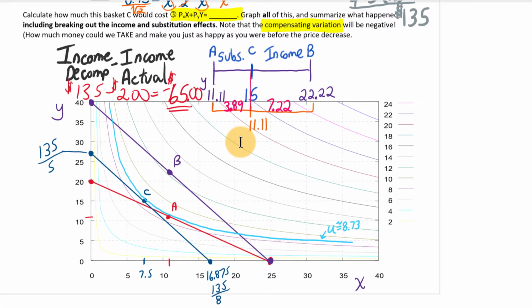So the price of Y went down. In response, this consumer bought more. They bought 11.11 more. They bought 3.89 more to reflect the different opportunity costs because the ratio of the prices changed. They bought 7.22 more because of a wealth effect or an income effect. They felt richer because prices went down and their real income went up.